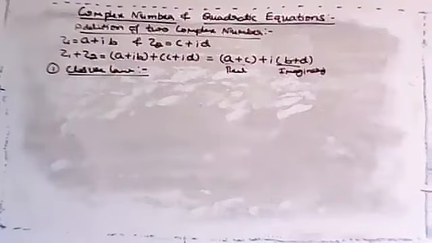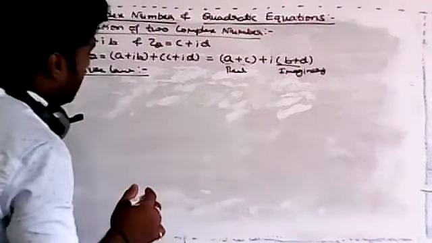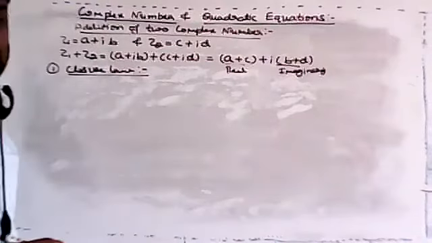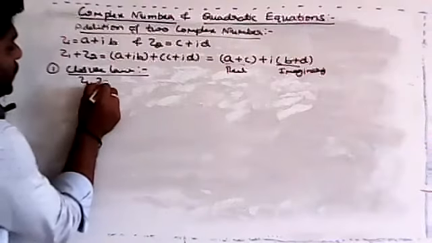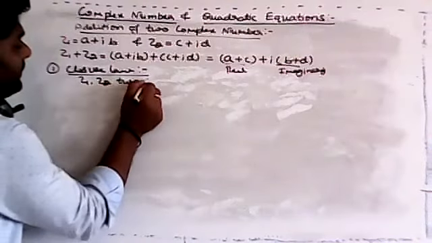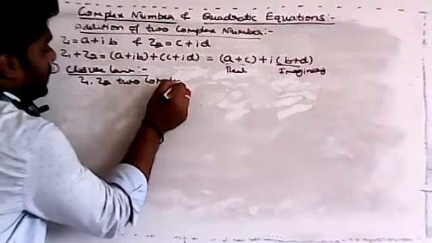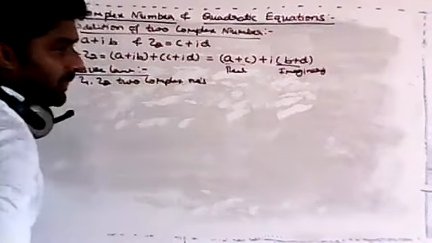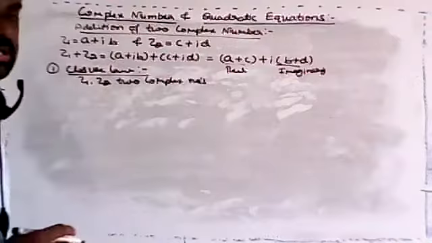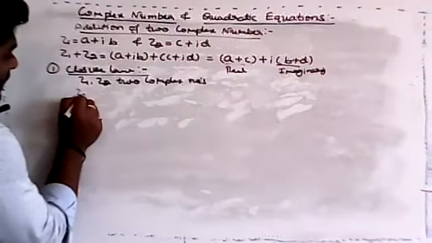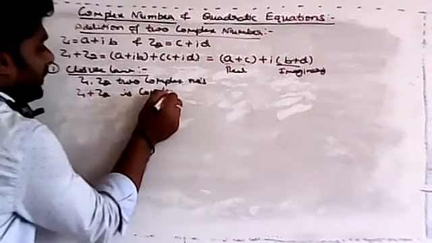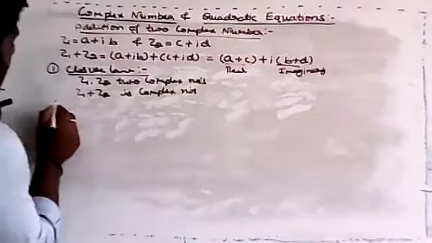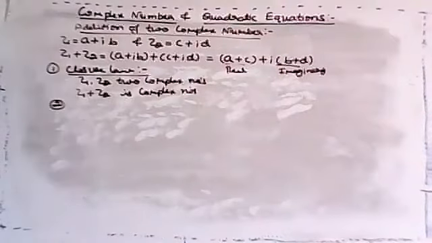Okay, first one is closure law. In that, the sum of the two complex numbers is what? We'll consider here Z1 and Z2 are two complex numbers. The sum of the two complex numbers is a complex number, they said. So Z1 plus Z2 is also a complex number.